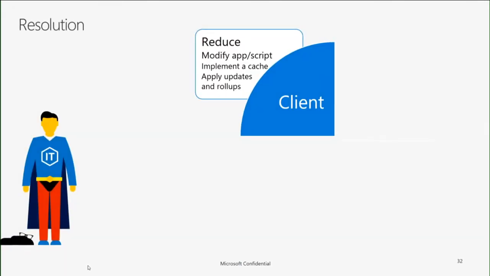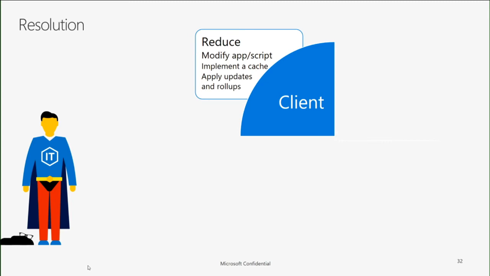So what are the resolutions to these issues? And I'll talk about basically client-side resolutions and the DC-side resolutions. Ideally, we'd want to be able to modify the client or fix this on the client side, then have to do it on the domain controller side. So we do things like modify the app or script. So if it's doing some expensive search, is there a more optimal LDAP search we can do to make that more efficient for a domain controller to process?